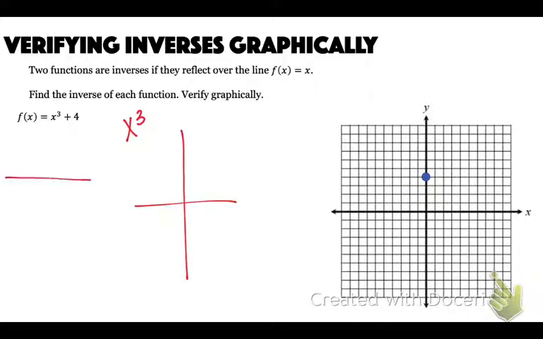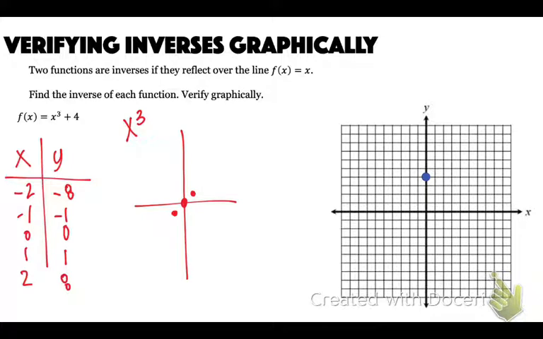I can make a t-chart of just x cubed. So this is my x, this is my y. So negative 2, negative 1, 0, 1, 2. Well, if I plug in negative 2, I get negative 8. Negative 1, I get negative 1; 0, 0; 1, 1; 2, 8. So I have 0, 0; negative 1, negative 1; 1, 1; and then negative 2, negative 8, and 2, positive 8. So this looks like this.